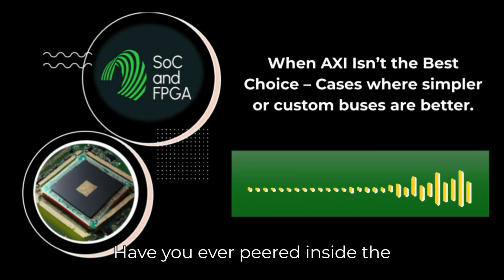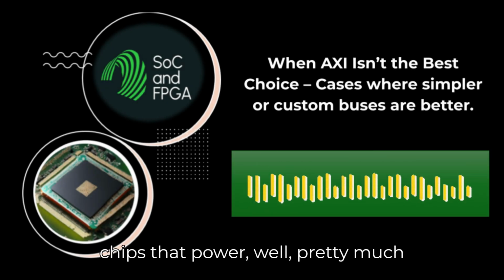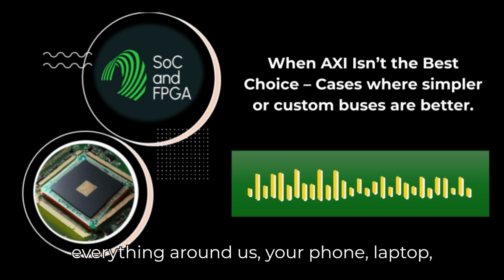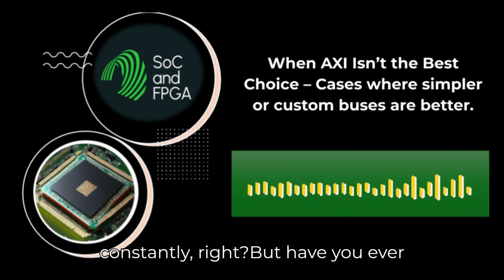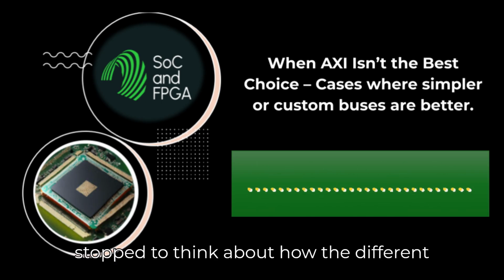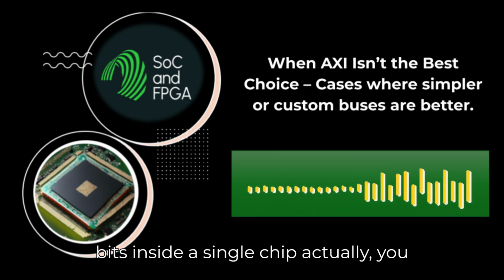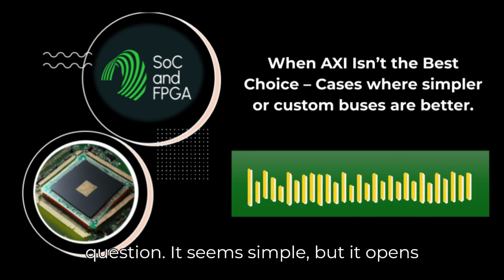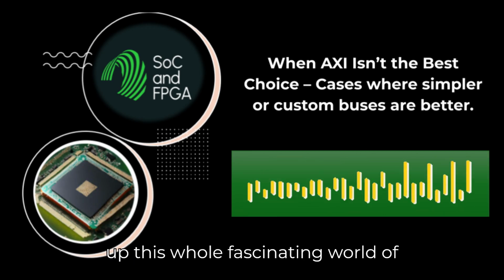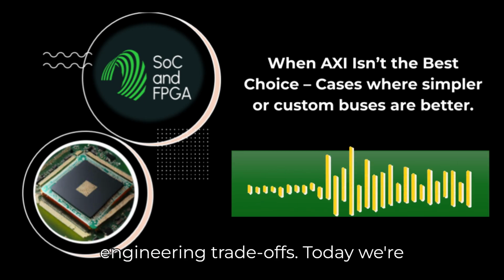Have you ever peered inside the chips that power, well, pretty much everything around us? Your phone, laptop, even your smart thermostat. You use them constantly, right? But have you ever stopped to think about how the different bits inside a single chip actually talk to each other? Turns out that question seems simple, but it opens up this whole fascinating world of engineering trade-offs.